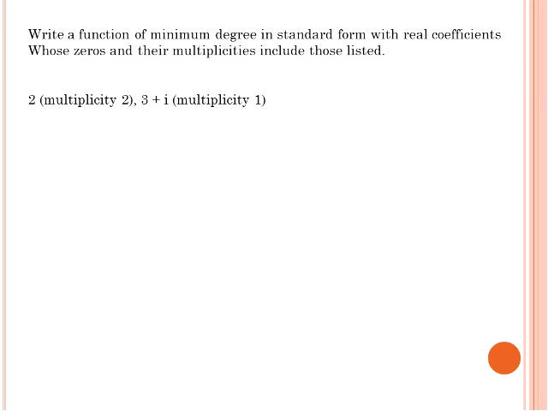All right, don't forget, if you see multiplicity, that just means that zero is represented that many times. So if you have a polynomial here with multiplicity 2, it means that 2 is listed twice. So x equals 2 and x equals 2. Right? So don't forget that's what multiplicity means.